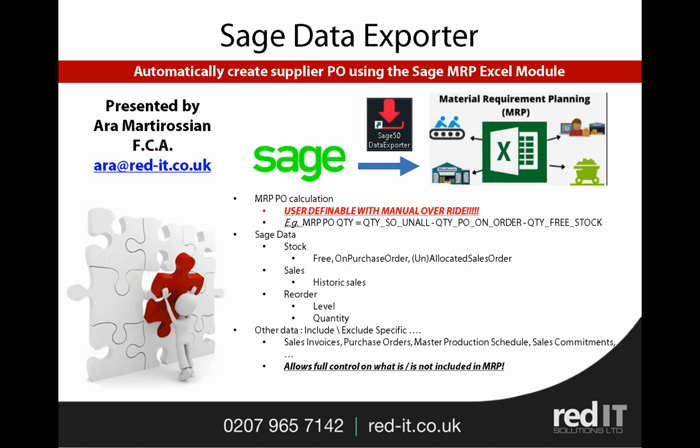The difference with the Sage MRP Excel module is that the MRP calculation is completely user definable with a manual override. So what you can do is set the thing up and get it to run every night. But for example, if something comes up, you can then change the calculation and also put exclusions into it. So I'll talk about that in a second.